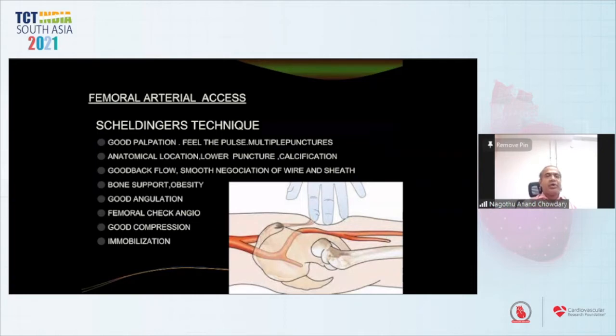Avoid multiple punctures; do a single puncture at an angle of 45 degrees, and see that there is good backflow. Once there is good backflow, negotiate the wire very smoothly, then introduce the sheath over it, and if possible, also check with an angiogram so that there are no leaks. Once the procedure is done, before coming out, you can have one more check with an angiogram, then give adequate compression and immobilization of the patient. These are the most important steps in getting access into the vascular system.